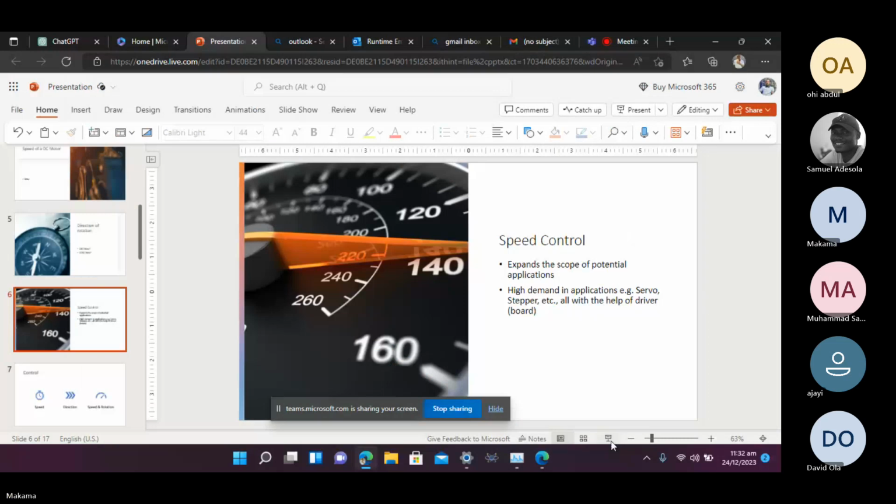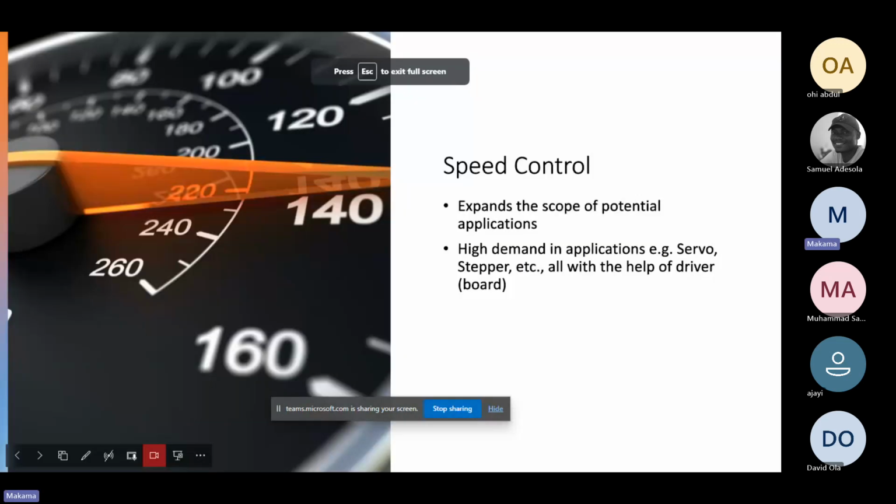So the next thing is high demand in applications. By just having control over the speed, you can use a motor to build a servo mechanism, stepper motor mechanism, and so on and so forth. Because even the servo motor I just finished explaining is just a basic motor. So you can easily build a stepper motor also with a normal motor if you do the combination right.